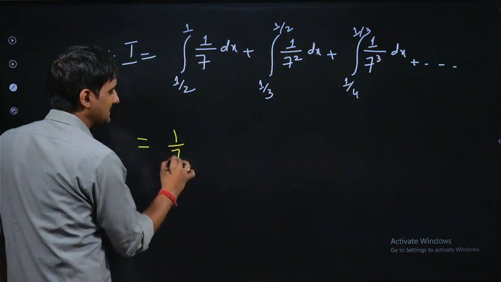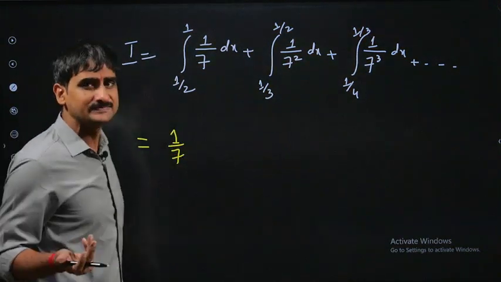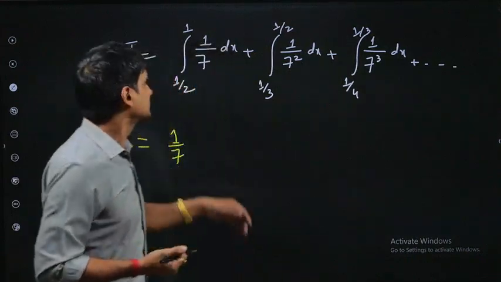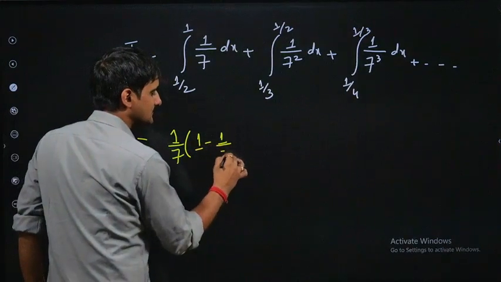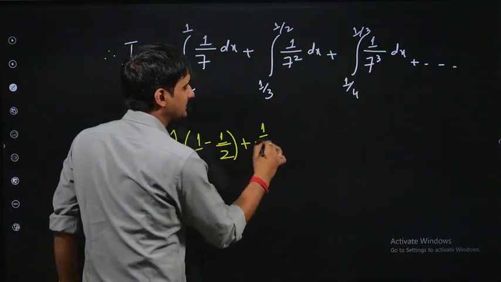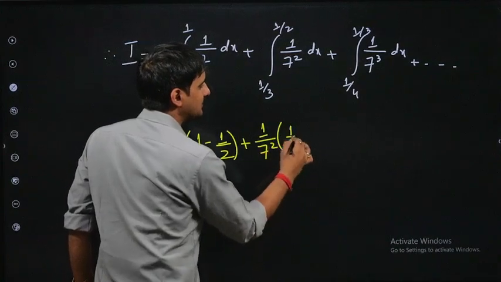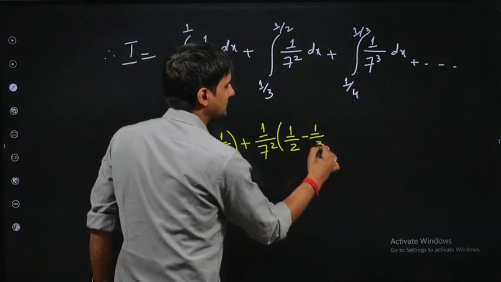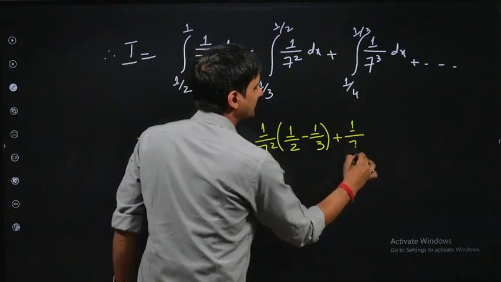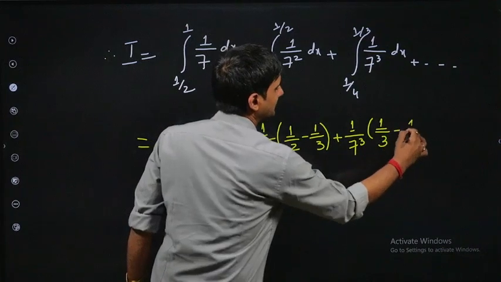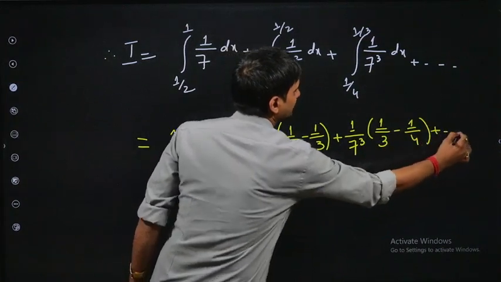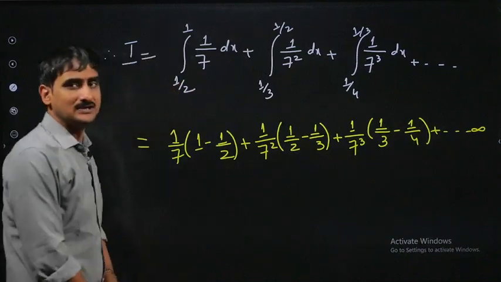So it's 1 by 7, the integral of 1 with respect to x is x, and x goes from half to 1, so it's 1 minus half. Plus, similarly, it is 1 by 7 square into half minus 1 by 3, plus 1 by 7 cube into 1 by 3 minus 1 by 4, and so on till infinitely many terms.